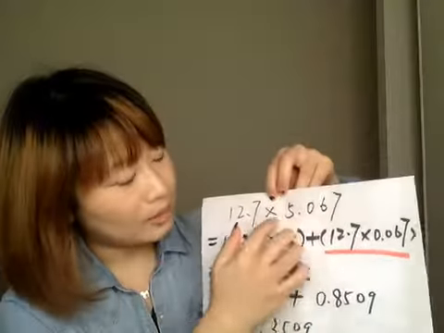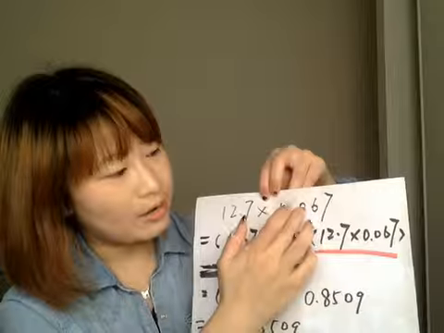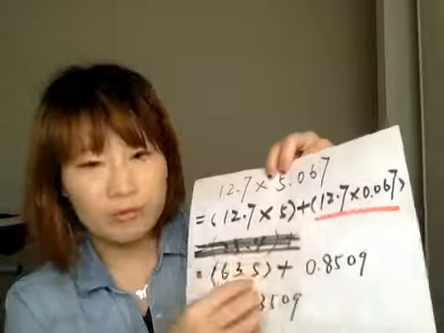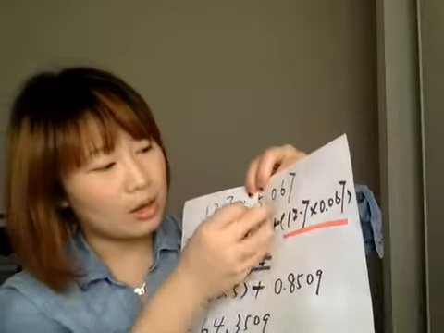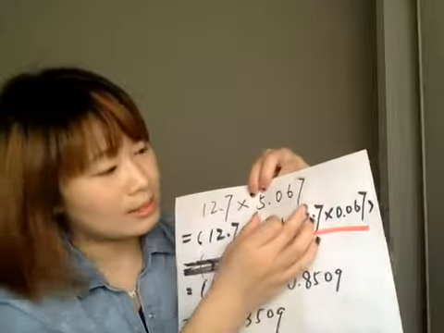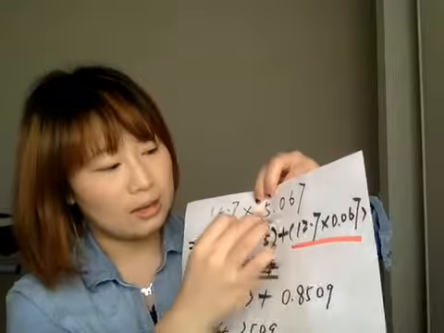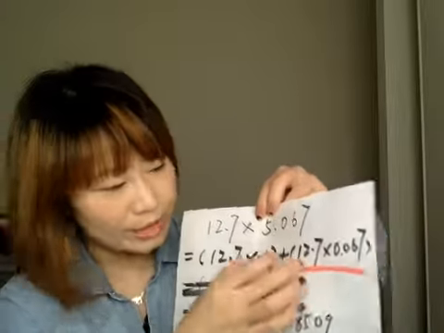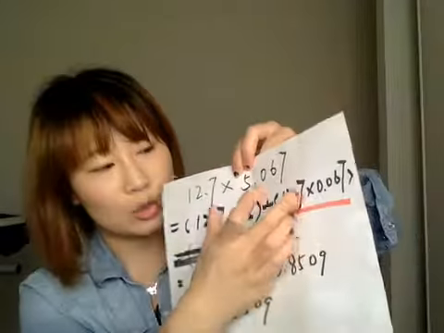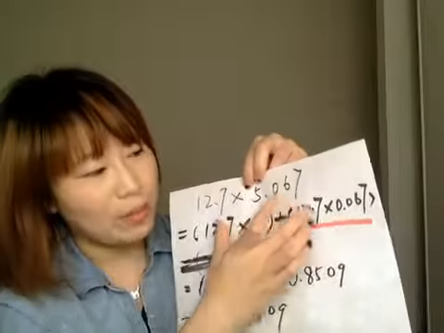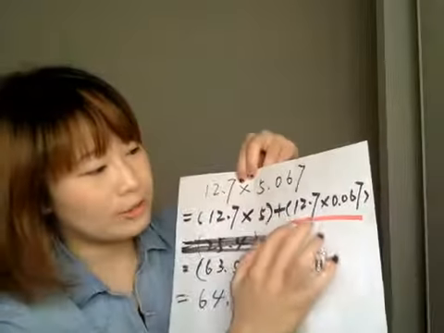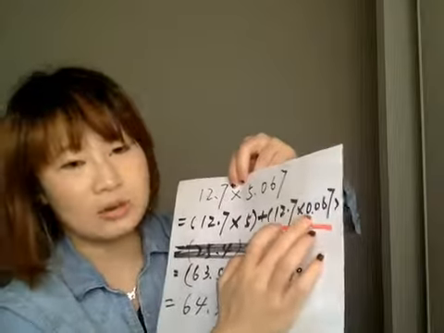So here let's use our example, 12.7 times 5.067. Here we still use the distributive property. We split the 5.067 into two parts, two separate multiplication parts, and then we add these two multiplication parts up together. Here I want to explain the 12.7 times 0.067.